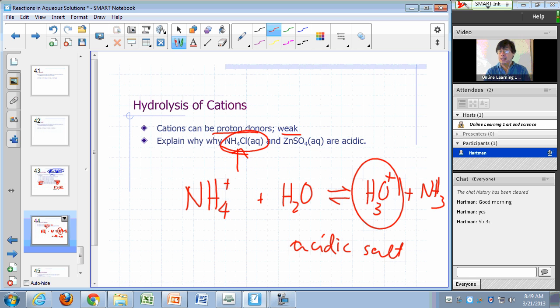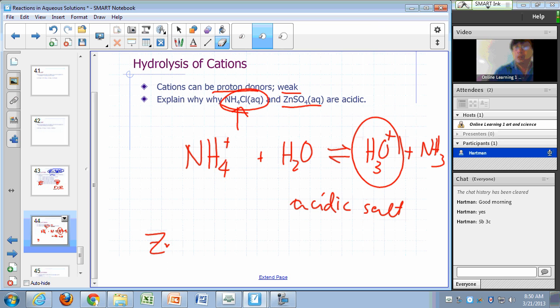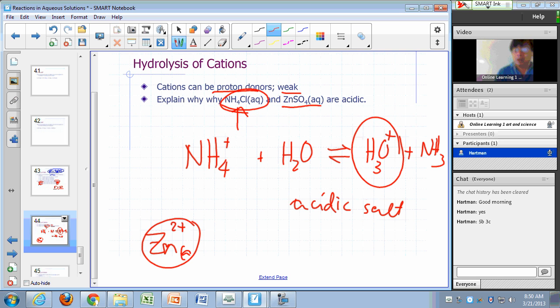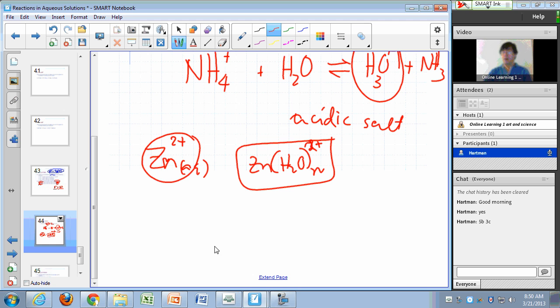Zinc sulfate, on the other hand, you might say, where does the hydrogen come from there? What happens is, when you say zinc plus 2 aqueous, that's actually zinc surrounded by water molecules. Let's just put an n there with a +2 charge. That's what you would call a complex ion. The zinc ion is not really bare in water. It's surrounded by water molecules. In fact, it forms covalent bonds with water molecules.